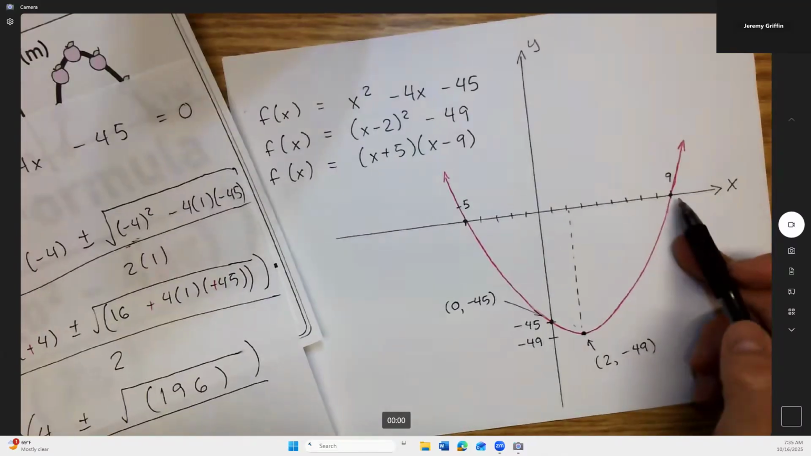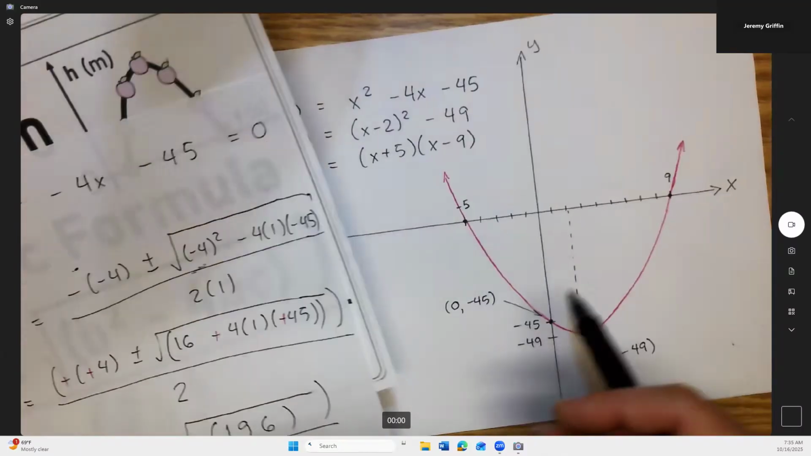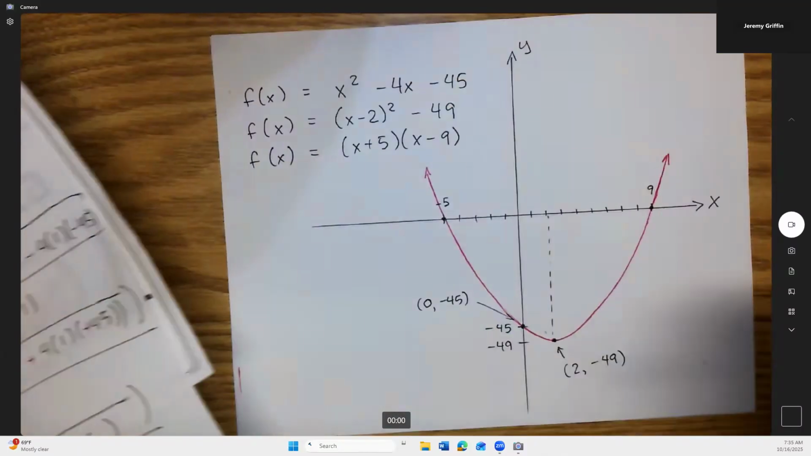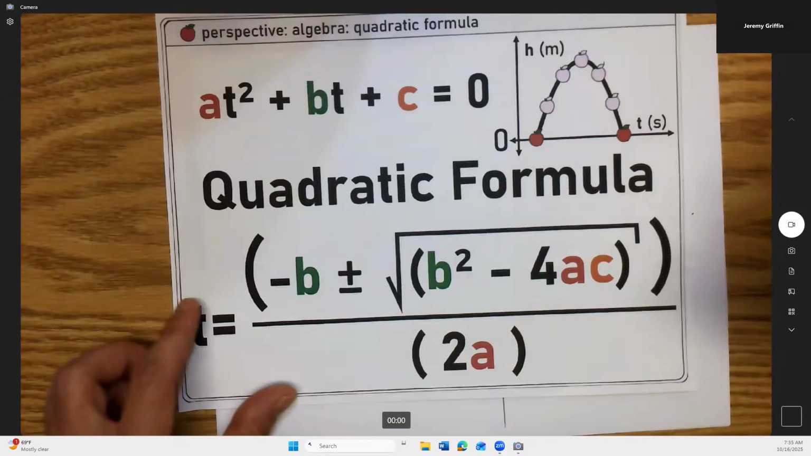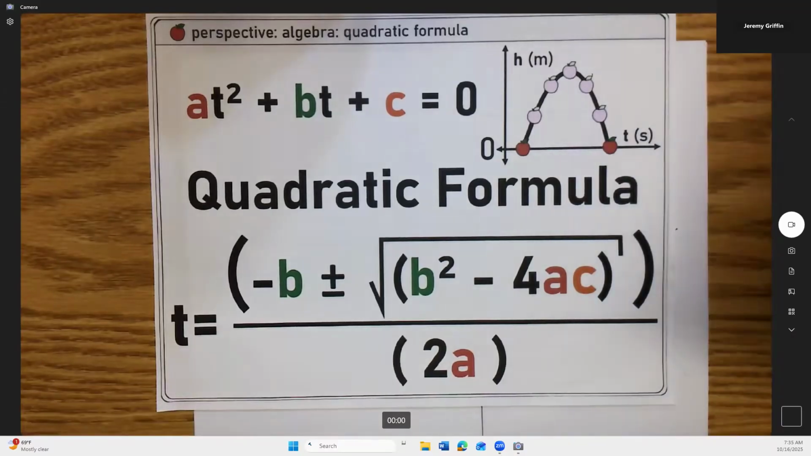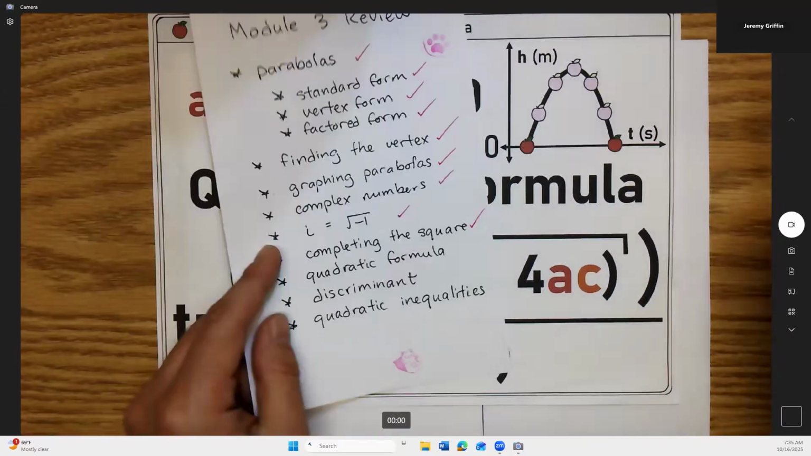There's 9, 0, boink. There's -5, 0, boink. Yeah, which we made a whole table earlier, and we mapped all those out. So this is like multiple perspectives on the same idea over and over, and quadratic formula. All right, so apply quadratic formula.